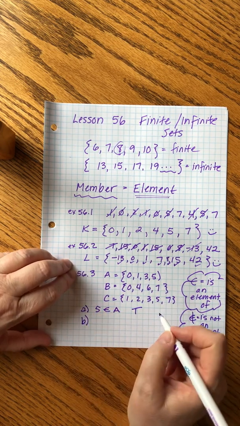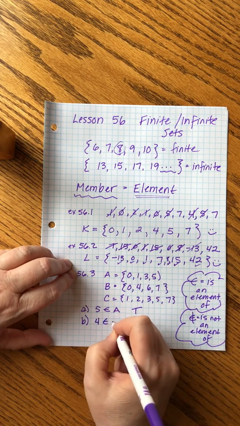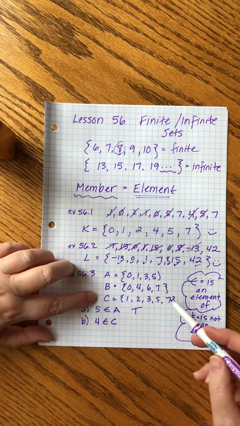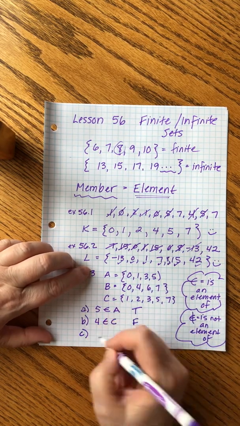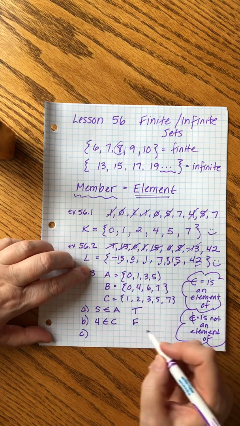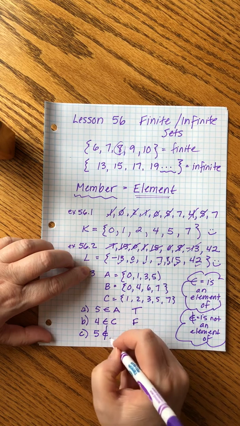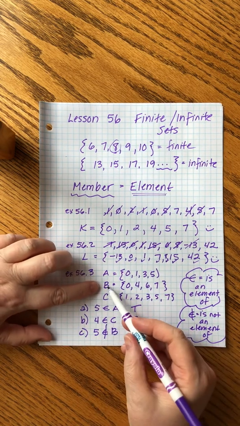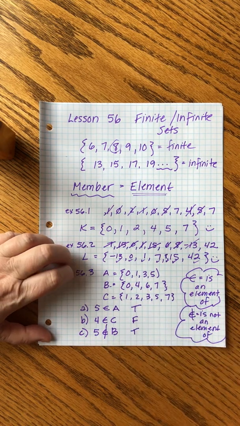B. 4 is an element of C. These are true or false. So we look at C and we look for 4. No, that's not true, it's false. Okay, and then C. 5 is not an element of B. Okay, we look at B, there's no 5, but that's what we're saying, so that's true. Make sense? Kind of weird.